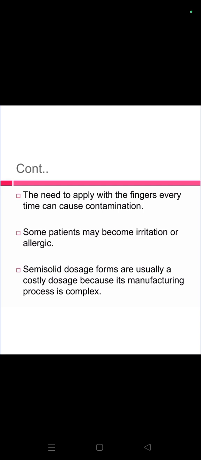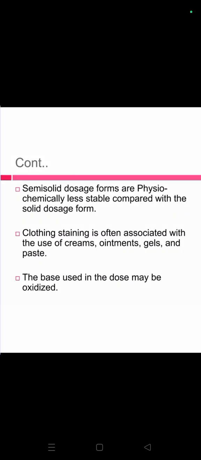Semi-solid dosage forms are usually a costly dosage form because the manufacturing process is complex. Semi-solid dosage forms are physicochemically less stable compared with the solid dosage form. Clothing staining is often associated with the use of creams, ointments, gels and pastes. The base used in the dose may be oxidized.